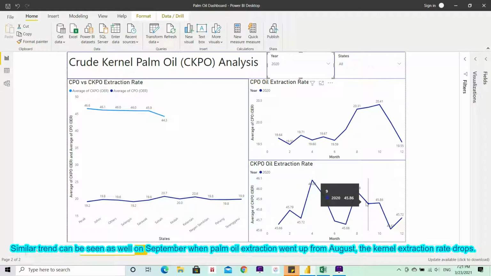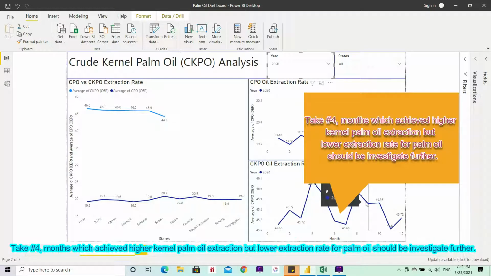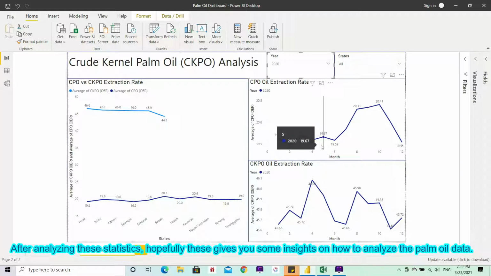So take number 4. Months you achieve higher kernel palm oil extraction but lower extraction rate for palm oil should be investigated further. After analyzing this statistic, hopefully this gives you some insights on how to analyze the palm oil data. That's all for our sharing.